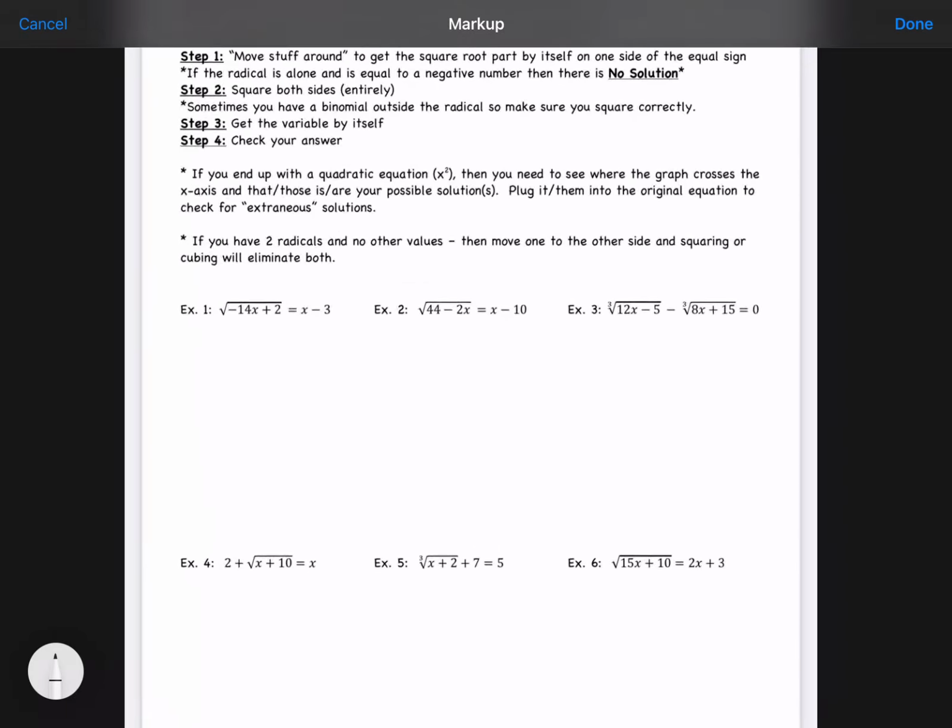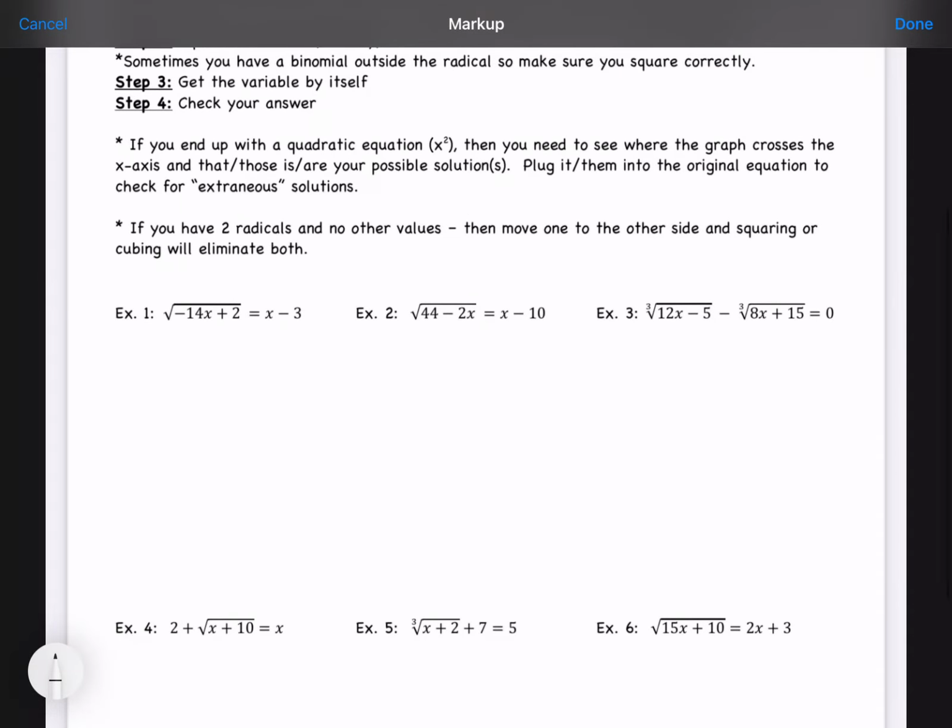So let's look at example one. Right now we don't have to move anything around, so we're just going to square both sides. And so the left-hand side is going to be negative 14x plus 2. The right-hand side is x minus 3 squared, which becomes x squared minus 6x plus 9. So make sure you're foiling it out the proper way.